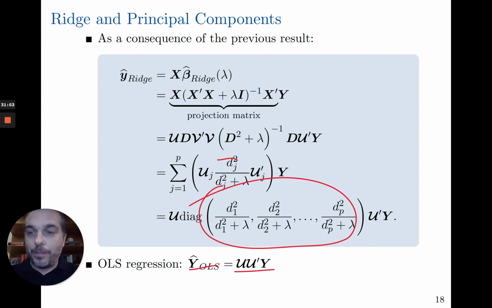Right? So this is the second auxiliary result. We wrote beta hat ridge in terms of the singular value decomposition of the data matrix. Then we wrote the ridge prediction in terms of the singular value decomposition. So far it is a mathematical curiosity, but how can this result help us understand what ridge is doing?